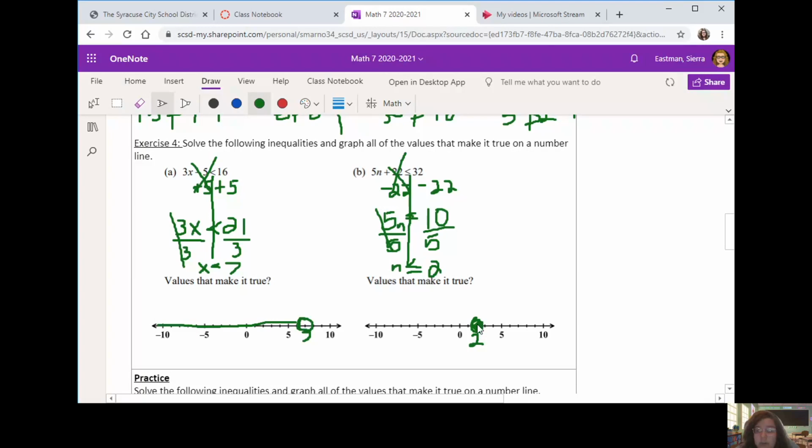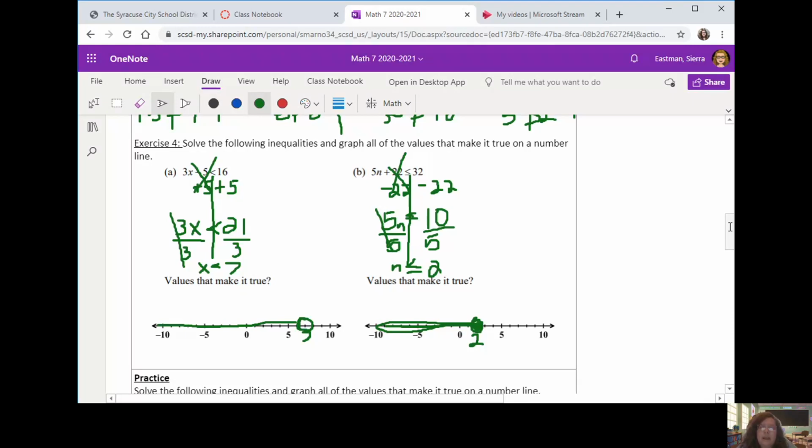The n could be a 2, because then it would say 32 is equal to 32, and that works. Or the n could be anything less than 2. That alligator symbol is pointing to the 2, which means 2 has to be the biggest. N could be anything less than that. So again, we're going to color the less than side. It could be a -10, a -5, a 0, a 1, anything less than that value 2.